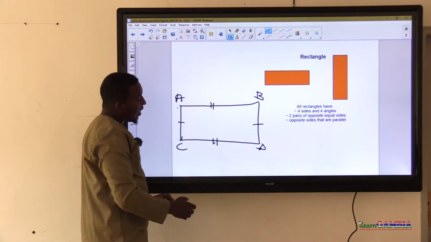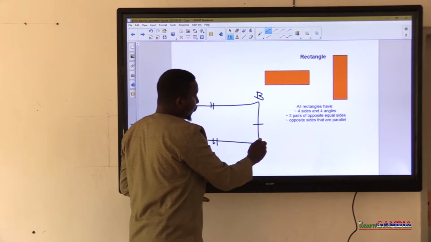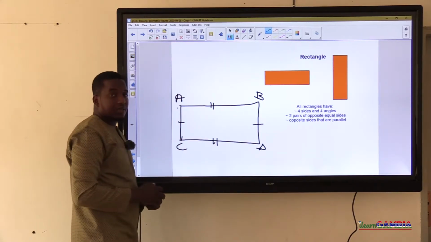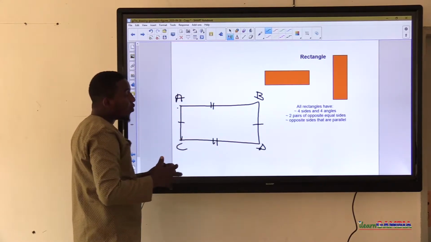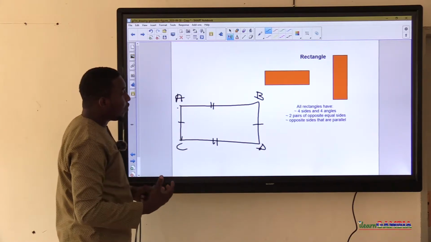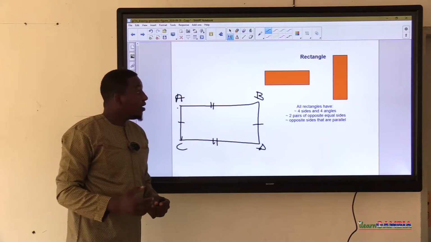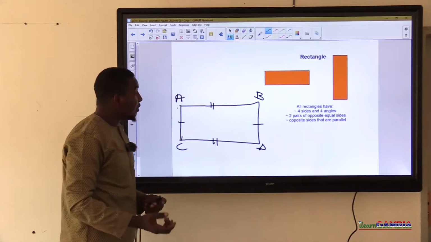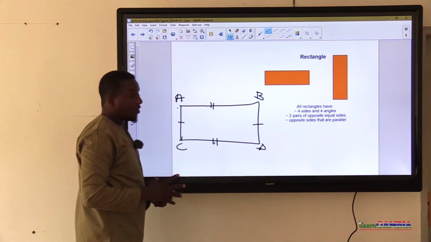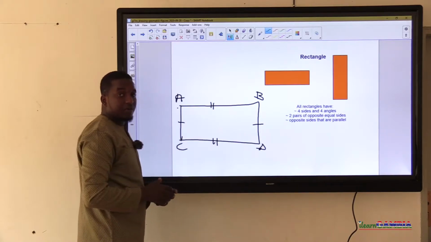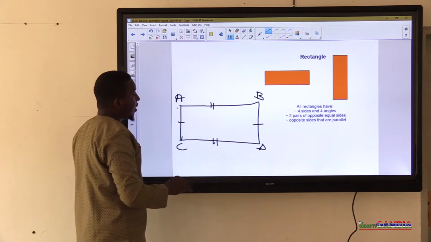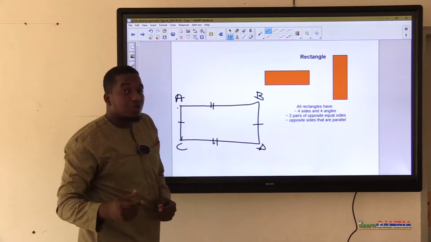And also, the line that runs from point B to point D is parallel to the line that runs from point A to point C. So the opposite sides are always parallel. These are some of the properties that we look at when we want to identify a rectangle. Remember, a rectangle has 4 sides, and the opposite sides are equal. It has 4 angles, and the opposite sides are also parallel.